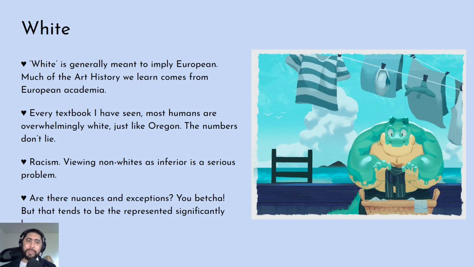So every textbook I've seen, most humans are overwhelmingly white, just like Oregon. The numbers don't lie. So it kind of sucks that a lot of the art I like mostly comes from white people. Well, that doesn't suck. It sucks that there's not more diversity, is what I'm saying. So part of the reason is that people who are not white are generally excluded from these weird avant-garde circles, right? Because a lot of artists are exclusionary. I'm not going to say racist. I mean exclusionary, which includes racism, sexism, ageism, stuff like that. Just exclusionary in general. Like they want an inner circle, and if there's someone different than them, then they don't want them to come in.